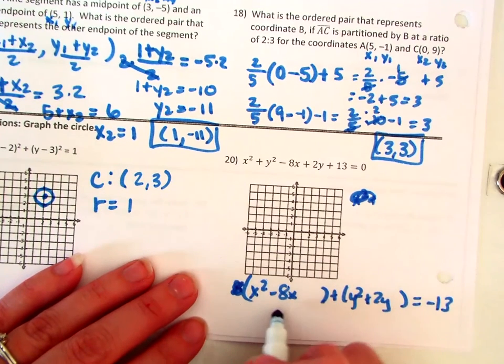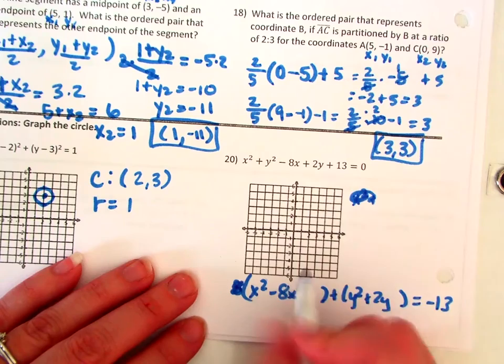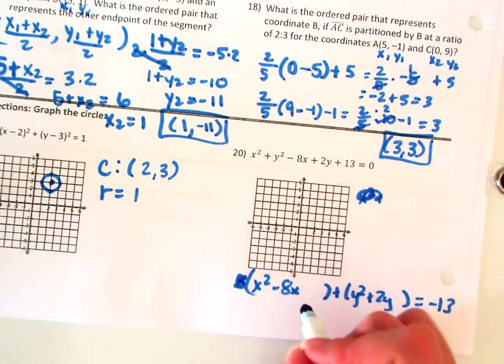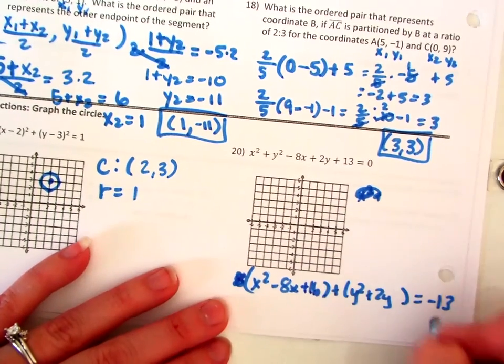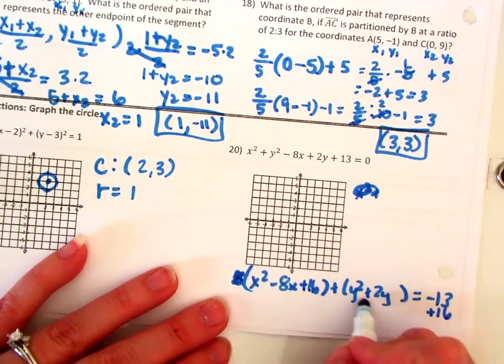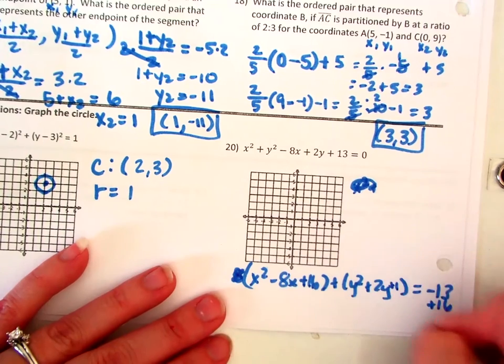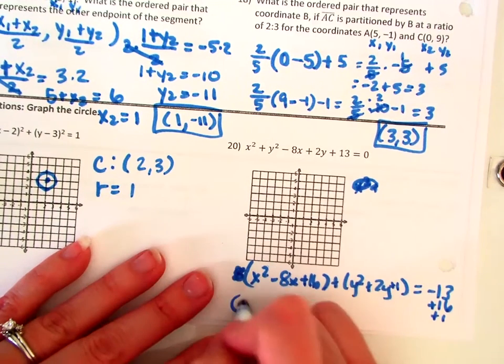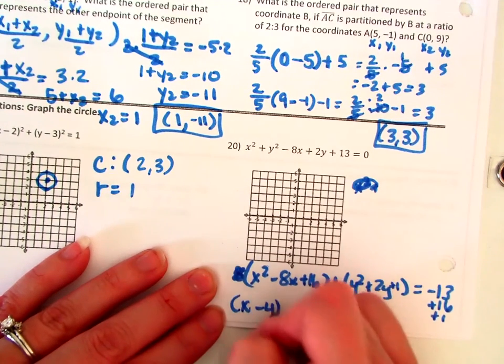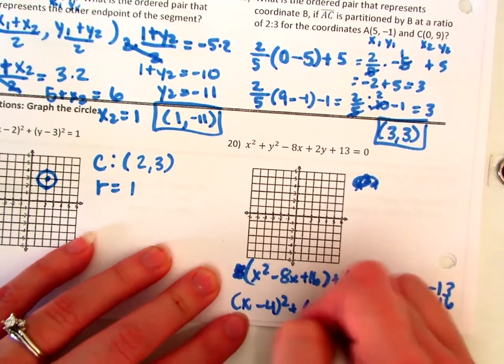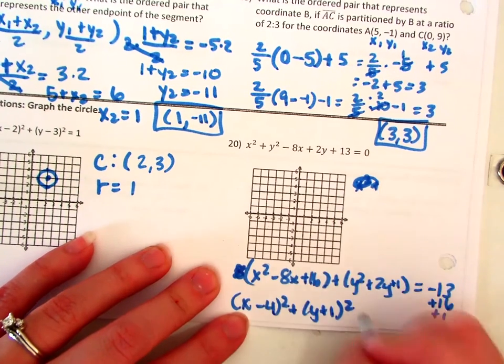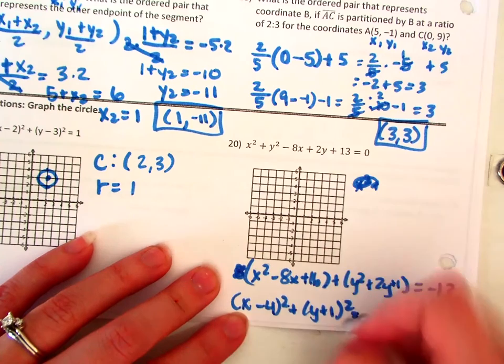So take this b, divide it by 2 and square it. So -8 divided by 2 is -4, times -4 is 16. Add that to both sides. And then here, take 2 divided by 2, which is 1. 1 times 1 is 1, so we're going to add 1 to both sides. So what this gives me is (x minus 4) squared plus (y plus 1) squared is equal to, that's going to give me 3 plus 1, which is 4.